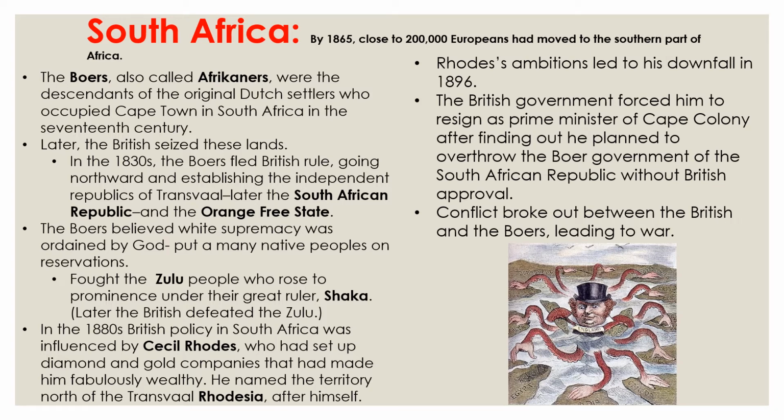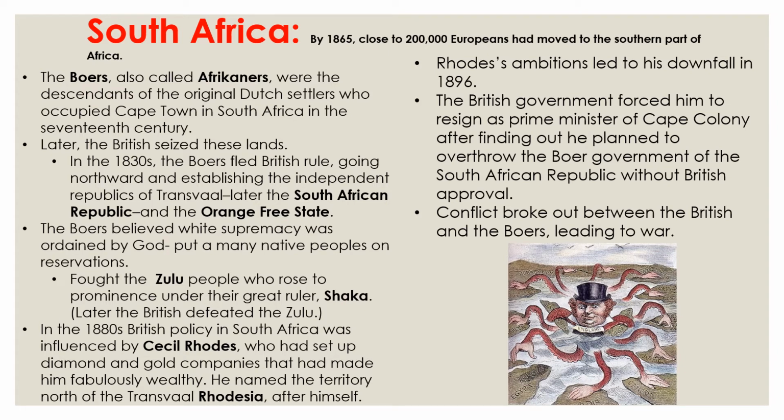In the 1830s, the Boers fled British rule in some of those areas, going northward and establishing an independent Republic of Transvaal, later the South African Republic, and the Orange Free State, as they would be called. The Boers, however, believed that white supremacy, because they were white, even though they were Dutch, they were the descendants of the original Dutch settlers. So they were not the native population, even though they had lived there for a couple hundred years. They believed that white supremacy was ordained by God and put many native peoples on reservations as they claimed these territories. They fought the Zulu people, for example, who rose to prominence under their great leader, Shaka Zulu. Later, the British will fight against the same Zulu as they come in to try to dominate this area. So the British will not only have to fight against the Zulu, they will also have to fight against the Boers.